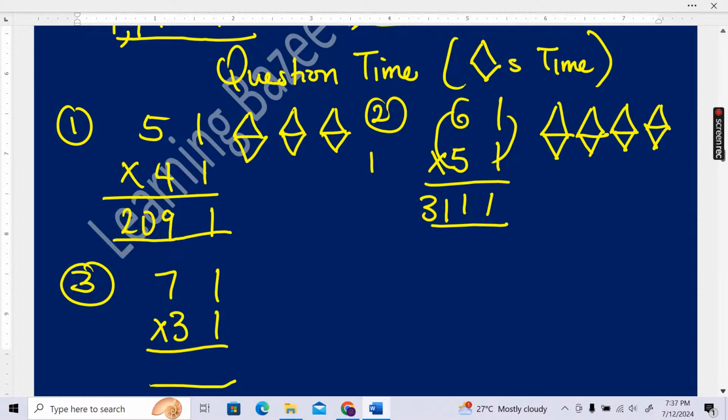So let's do it together. 1 times 1, that's 1. 7 plus 3, that's 10. Write 0, carry 1. Then 7 times 3 is 21. Plus the 1 that was carried, that is 22. So 71 times 31 is equal to 2,201.